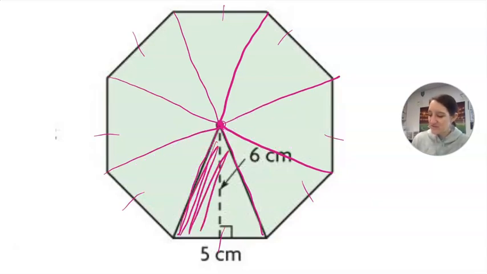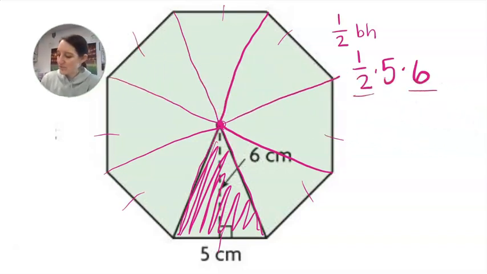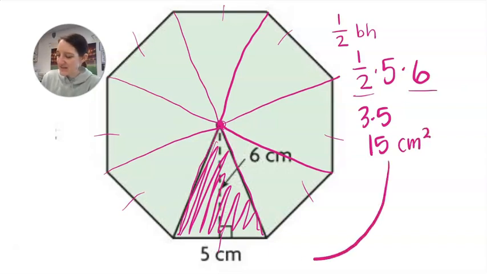The first thing we do is we figure out the area of one triangle. We know that the formula is area is one half base times height, right? So I'm going to go 1/2 times 5 times 6. Half of 6 is 3. 3 times 5 is 15 centimeters squared, right? Because it's area. So I found out that that triangle right there is 15 centimeters squared.